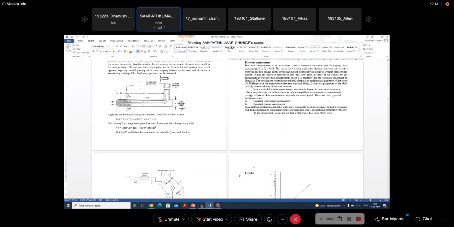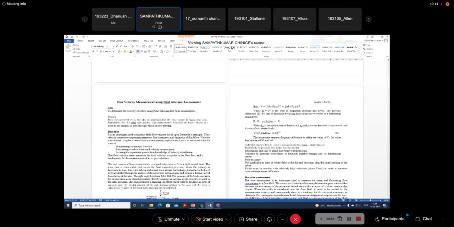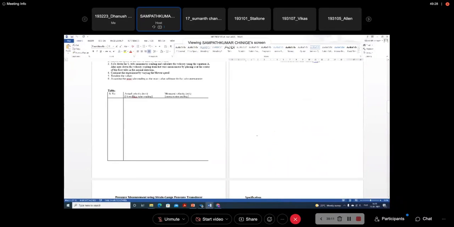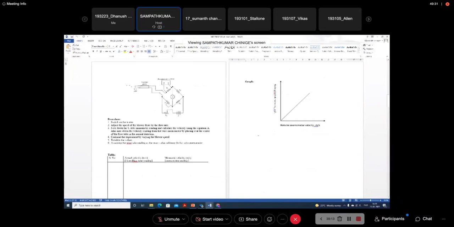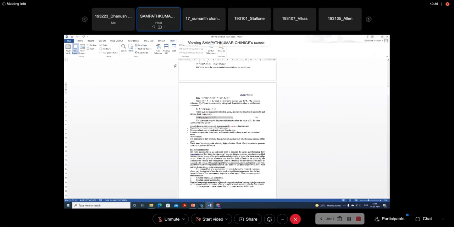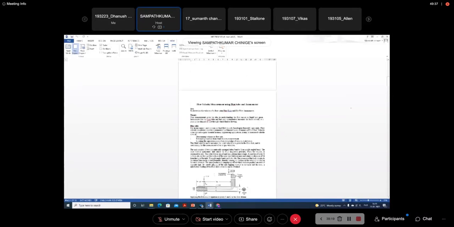So this is the manual that you are getting. Use the expressions over here, whatever is here. Appropriately, you find out the velocity by the pitot static tube as well as the pitot tube as well as the anemometer. All right. I hope the experiment is clear. Any questions?